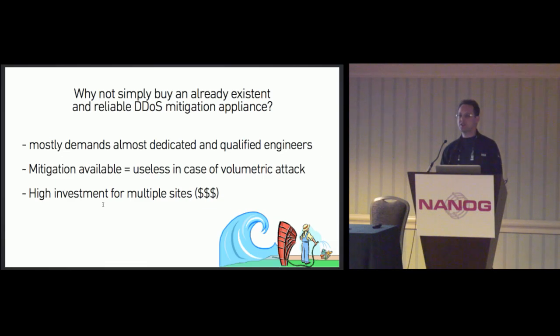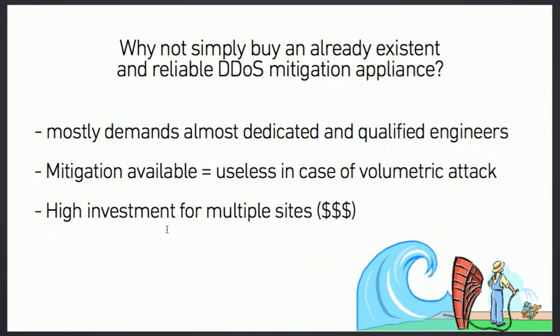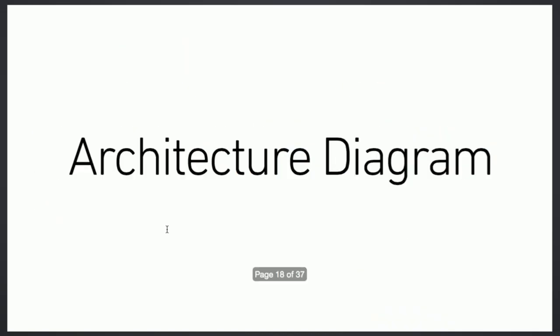So another question is, why not simply buy a DDoS mitigation appliance? First of all, it mostly depends on whether you have a dedicated engineering team, well trained to operate those boxes. Mitigation is useless in terms of channel overflow. So if you buy those boxes, you still need something else like a cloud provider, in case they are doing a UDP flood that is higher than your pipes. And it's a considerable investment when you're talking about multiple sites.